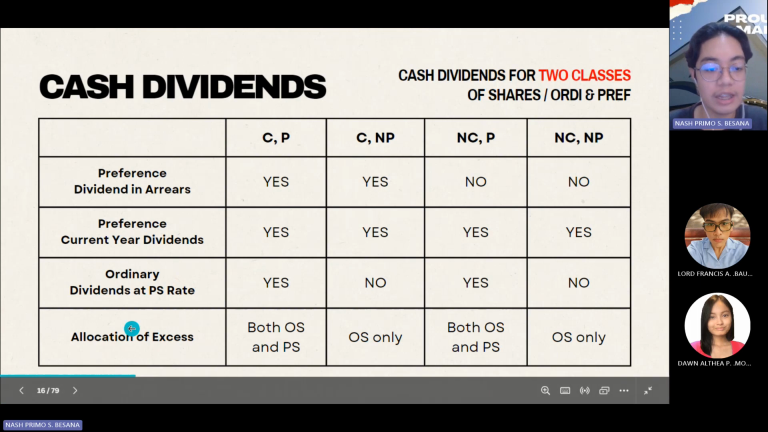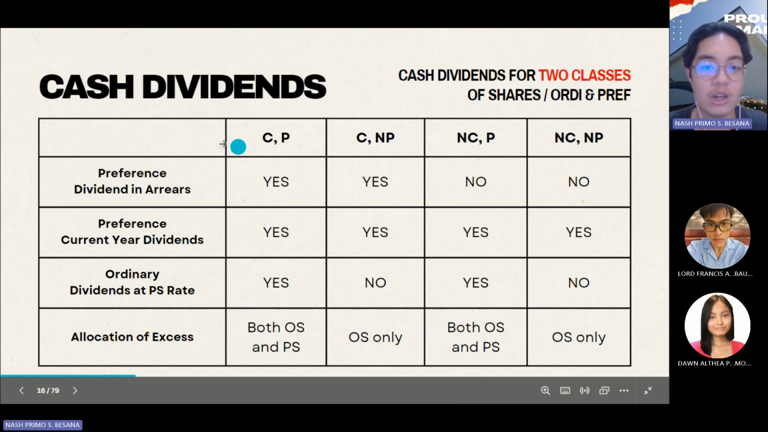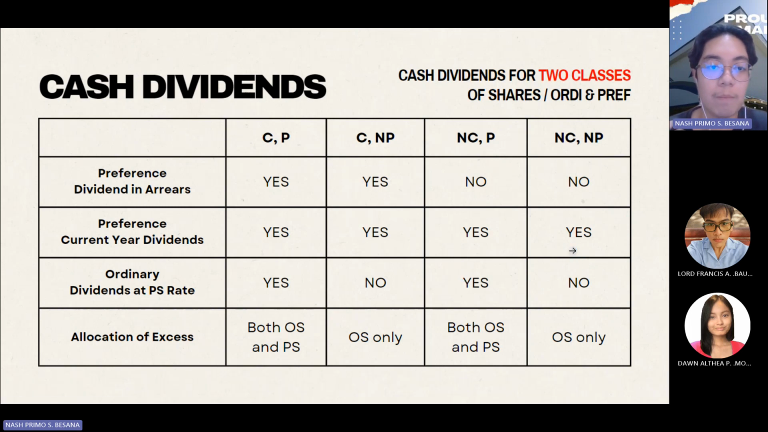And then kapag nga may natira, yung allocation of the excess, excess would be allocated to both ordinary and preference kapag participating lang. Pero kapag non-participating, i-enjoy na ni ordinary shareholders lahat ng excess. So I recommend na you can quite familiarize yourself with this table kasi this helped me din nung topics namin to, since medyo nakakalito nga yung allocation of dividends.